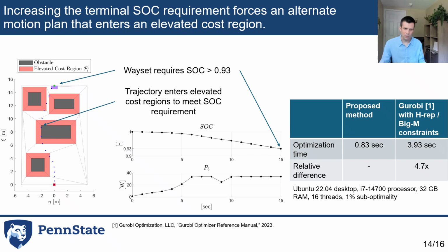So in this example, it's the same as the previous example, but we've increased the terminal state of charge constraint from 0.9 to 0.93. And in order to meet this constraint, the motion planner had to select an alternate trajectory that drove the vehicle through one of the elevated cost regions. So this shows some of the utility of combining the energy states and the motion states in a single optimization. And the optimization time for this example was 0.83 seconds.